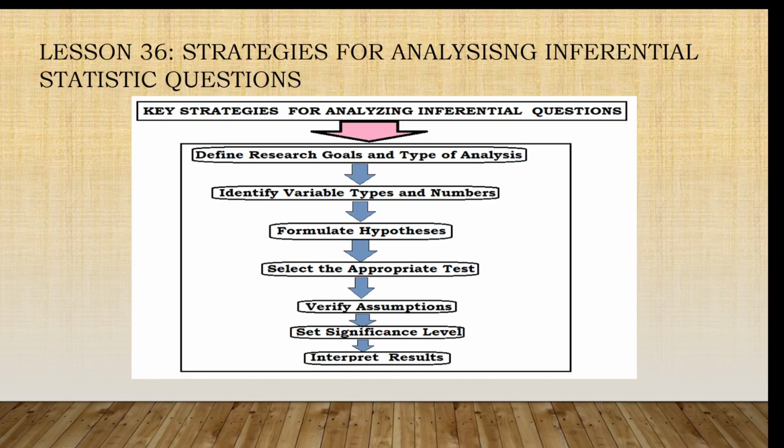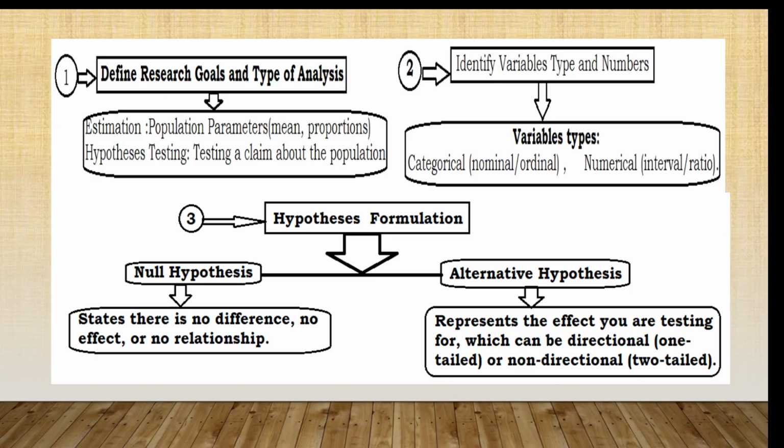You look at your variables by looking at the measure, that is the level of measurement of your variables, whether your variables are scalar variables, ordinal, or they're nominal. Then you formulate your hypothesis or research questions, select the appropriate test, verify your assumptions, set significance level, and when you get your results, then you interpret your results. So we're going to look at all these levels for the strategies of analysis.